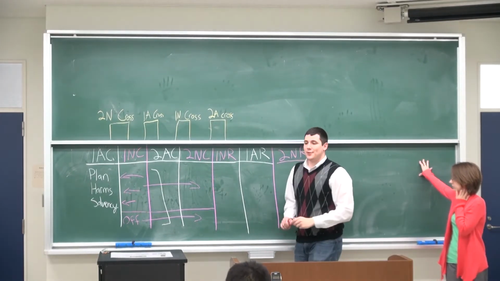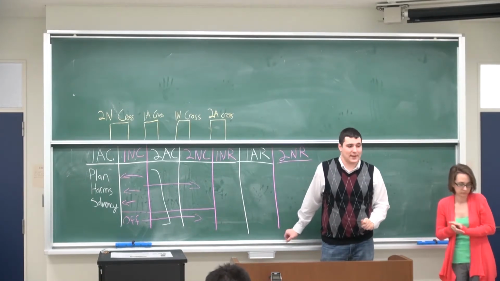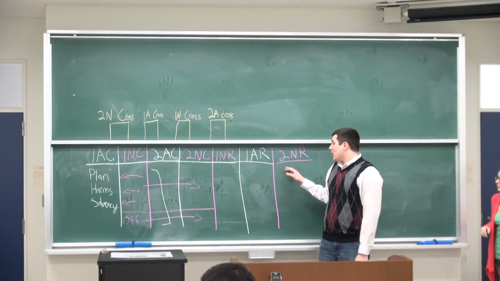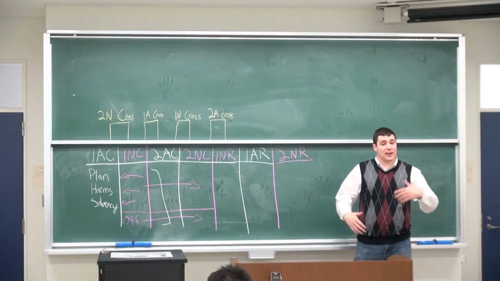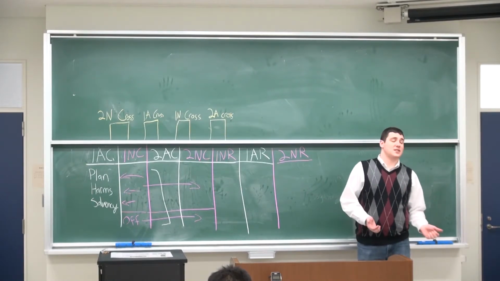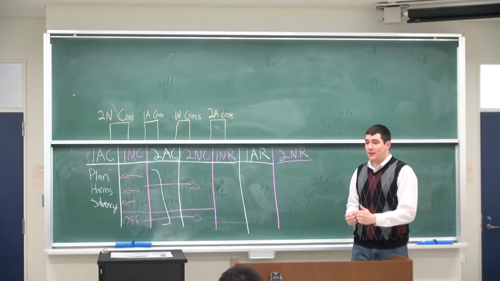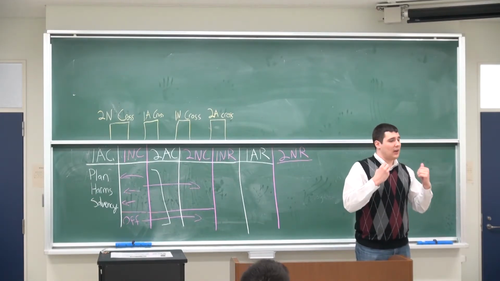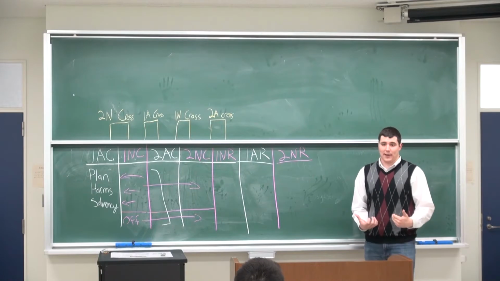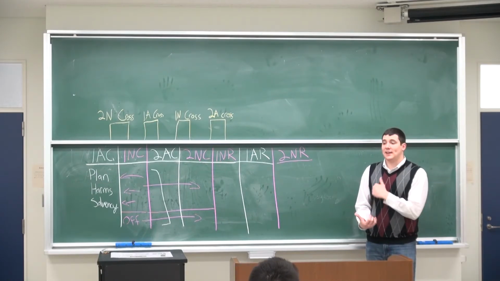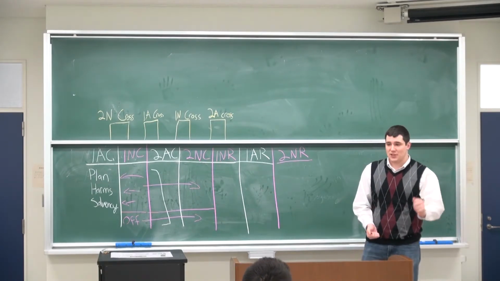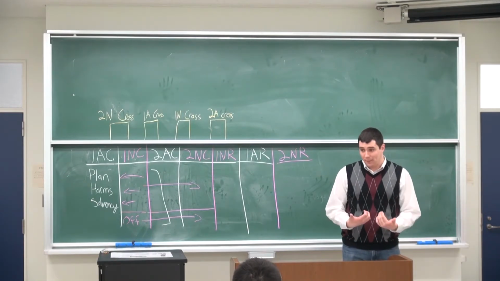Now we get to the last two speeches in the debate round, all right? The 2NR, the second negative rebuttal, is the last speech the negative has. So this is when the last negative speaker is deciding, okay, how am I going to win this debate round? What are the arguments that I can control to make sure that the judge signs the ballot for my team?